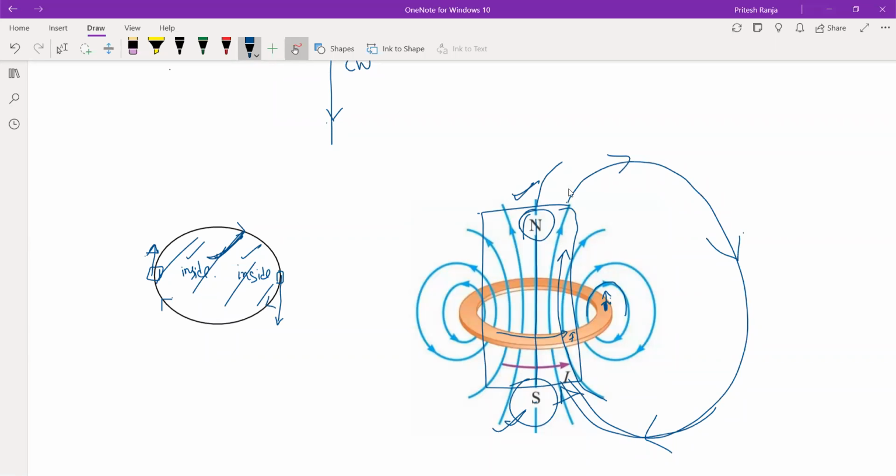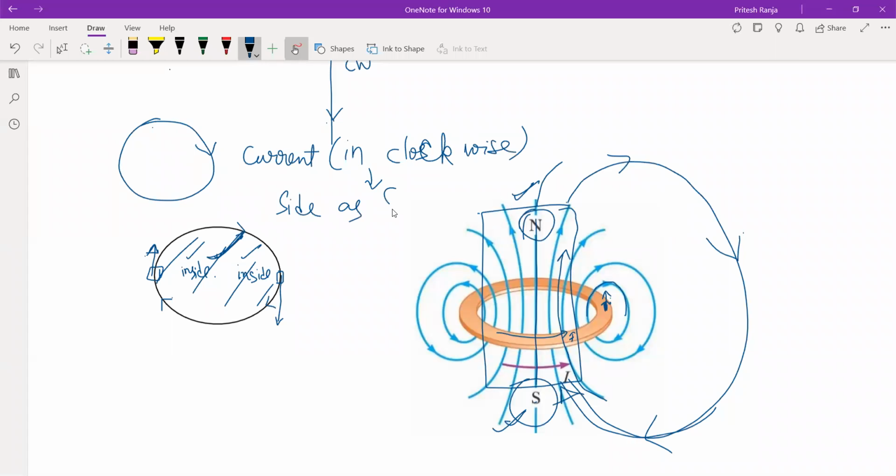But there is an easy way to determine as well. Just look at the wire. From the side where you are looking at the wire, if the current is flowing in clockwise direction, then this is a general rule. That side will behave as south pole. So clockwise means south pole. If the current is in anti-clockwise, then the pole will be north with respect to that side. Is this direction clear to all?